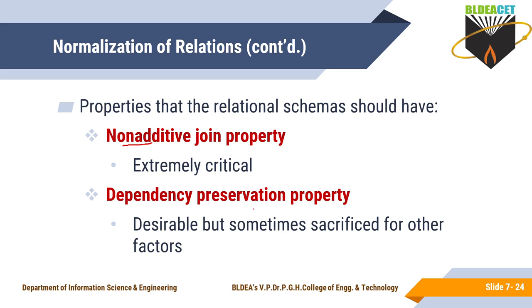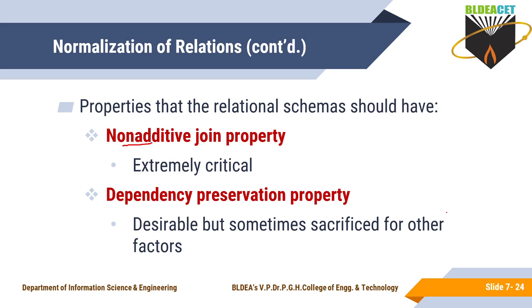Next is the dependency preservation property. It is desirable but sometimes sacrificed for other factors. Dependency preservation, as I told, relates to functional dependencies. If I take, say, Y is functionally dependent on X, then while dividing any relation into multiple relations, or joining multiple relations into a single relation because it does not pass any of the normal form tests, you also have to check whether the dependency is preserved or not.